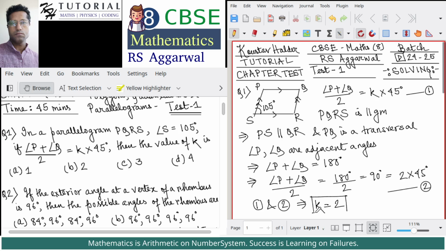So the value of angle S is given, but it is not necessary to solve the problem. It is given just to confuse the candidate. So always read the problem and understand what is given and what it is asking. So what information is actually required to solve the problem. Sometimes it will give some extra information which is not actually required to solve the problem, just to trick the student. Anyway, so K is equal to 2. So the correct choice is B.